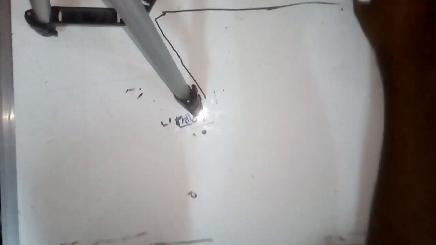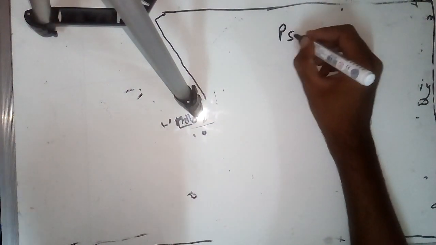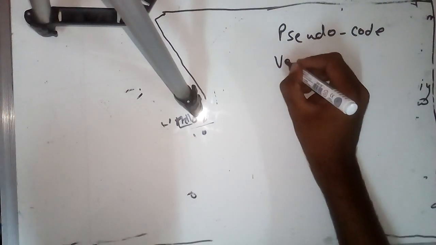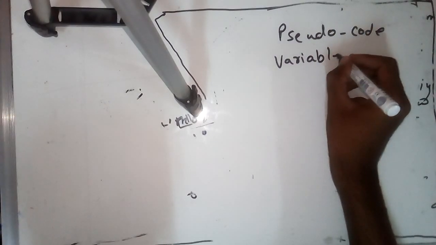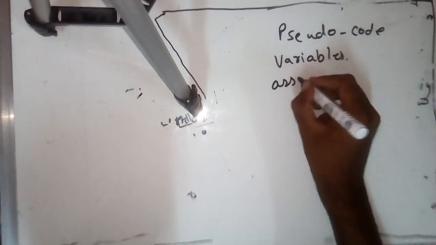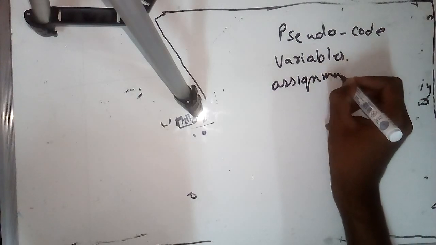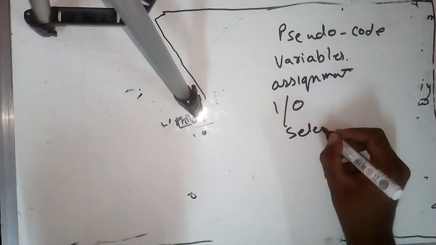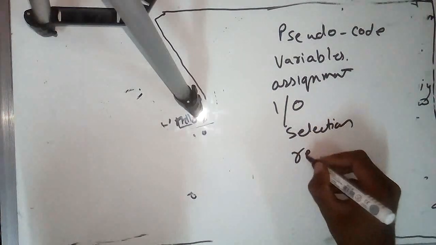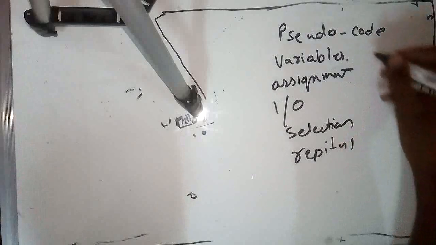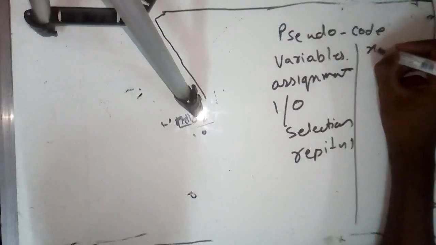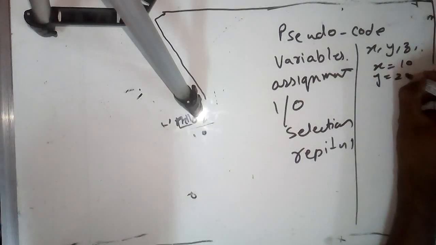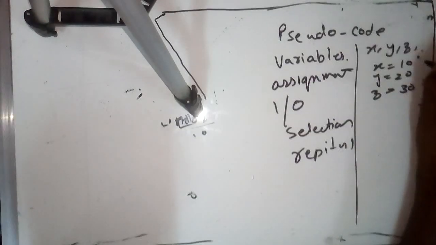The first is variables. I will explain each of them, don't worry. A pseudocode is going to contain variables, the assignment, then the input and output, then the selection, and then a repetition. For example, let's say we have some variables x, y, z. Here x is equal to 10, y is equal to 20, and z is equal to 30.